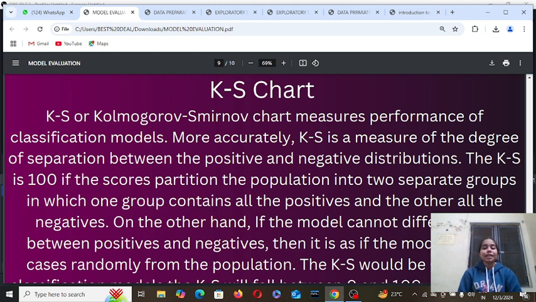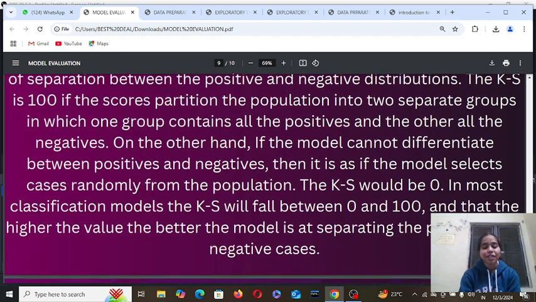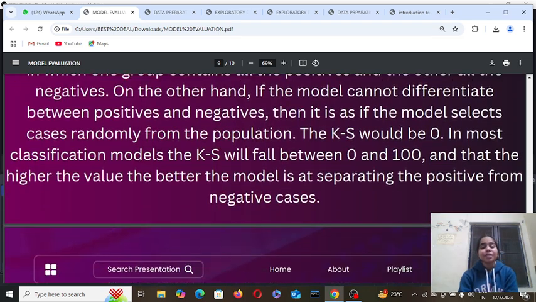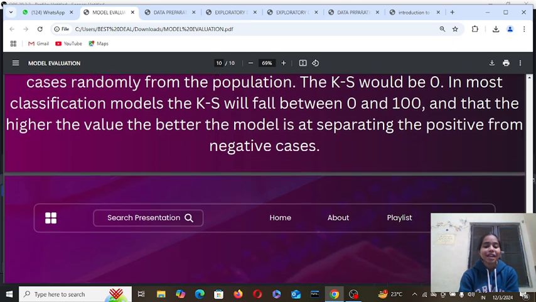On the other hand, if the model cannot differentiate between positives and negatives, then it is as if the model selected cases randomly from the population. The KS would be 0. In most classification models, the KS will fall between 0 and 100, and the higher the value, the better the model is at separating the positive from negative cases.